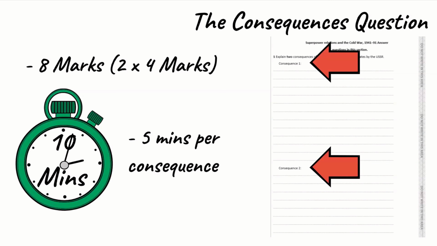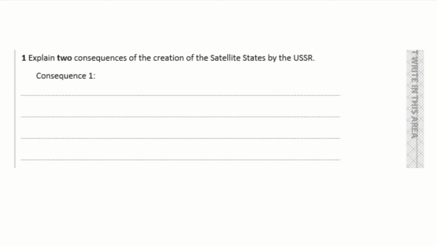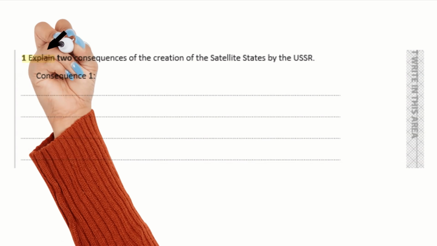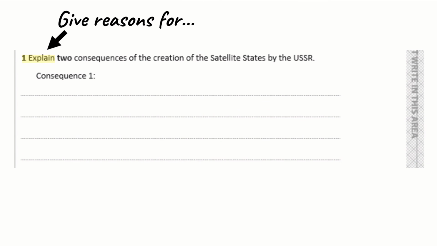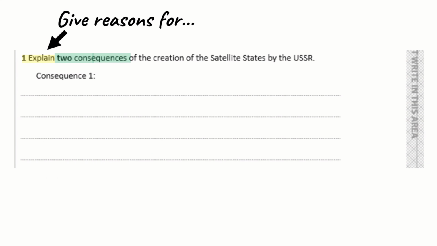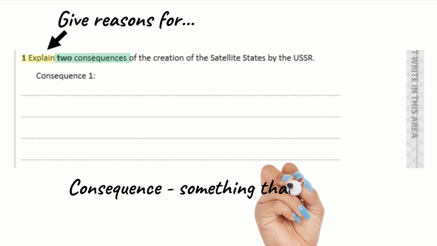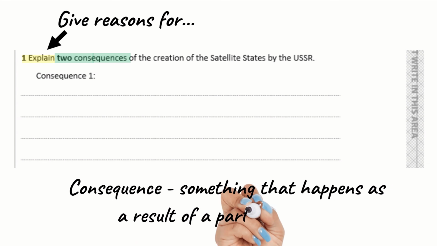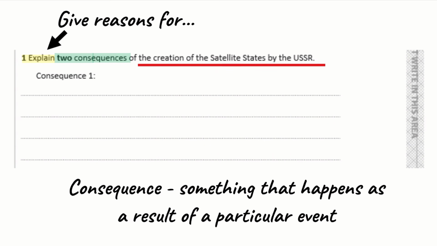It's a really straightforward question, so let's start by looking at what the question is asking us to do. The question asks you to explain. Remember that always means we're going to give a reason for our answer. It then asks us to give 2 consequences. So what is a consequence? Quite simply, it's something that happened because of the event described in the question. In this case, we're looking for things that happened as a result of the creation of the satellite states.